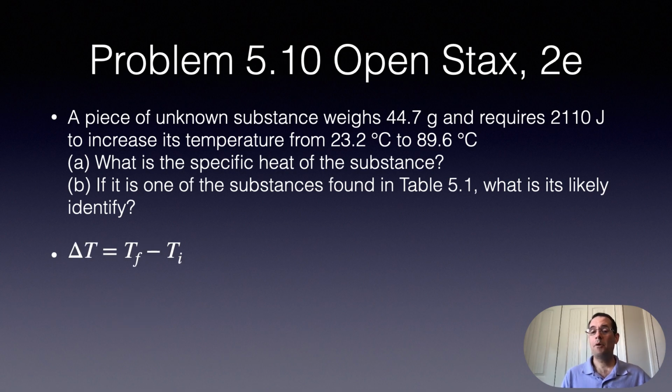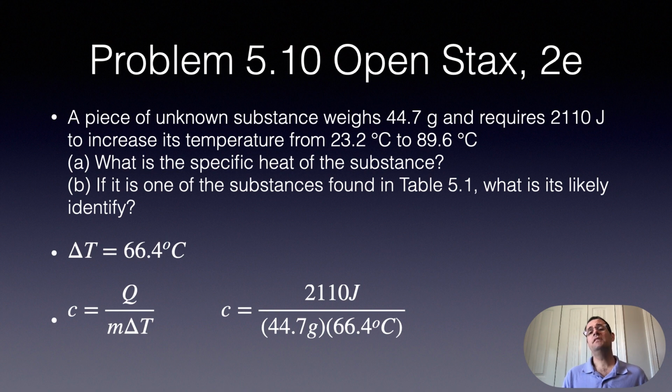So delta T, remember, is final minus initial. And so be careful when you decide which temperature is the final and which is the initial. Once again, it's completely normal and okay to get a negative number for the delta T, all right? And so here in this case, it's a positive value of 66.4 degrees Celsius.